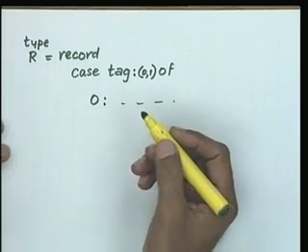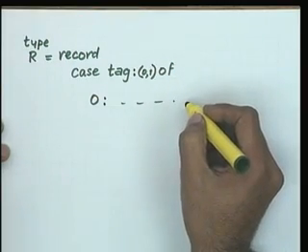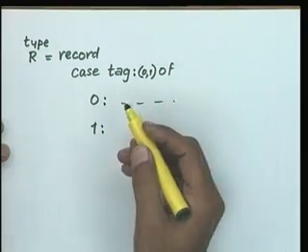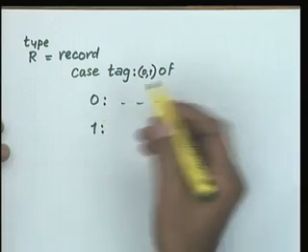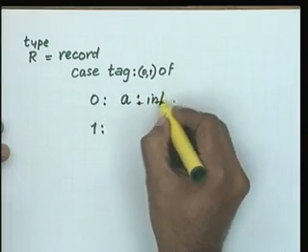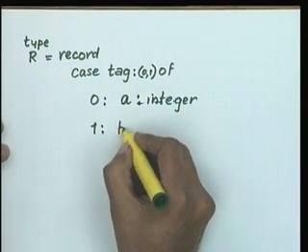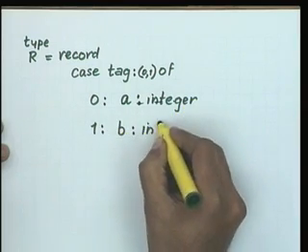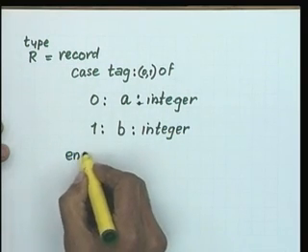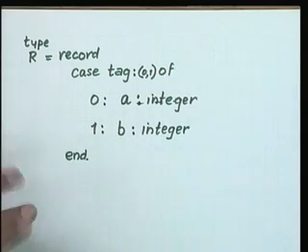So for example, there might be another record declaration here, case 1 of it might be some other. But the point is that I could have case 0 of, I could have a single variable A which is integer, and in this case I could have a single variable B which is also of type integer. End case.